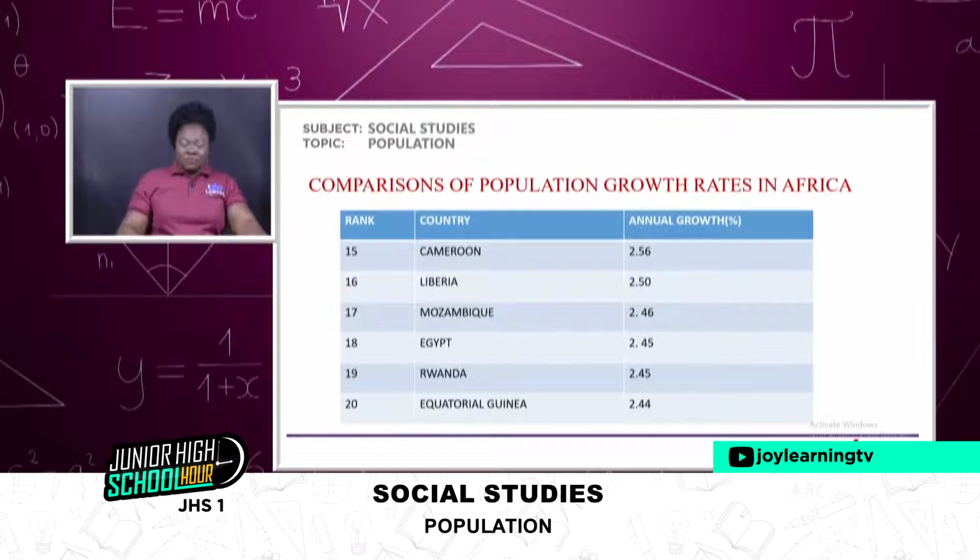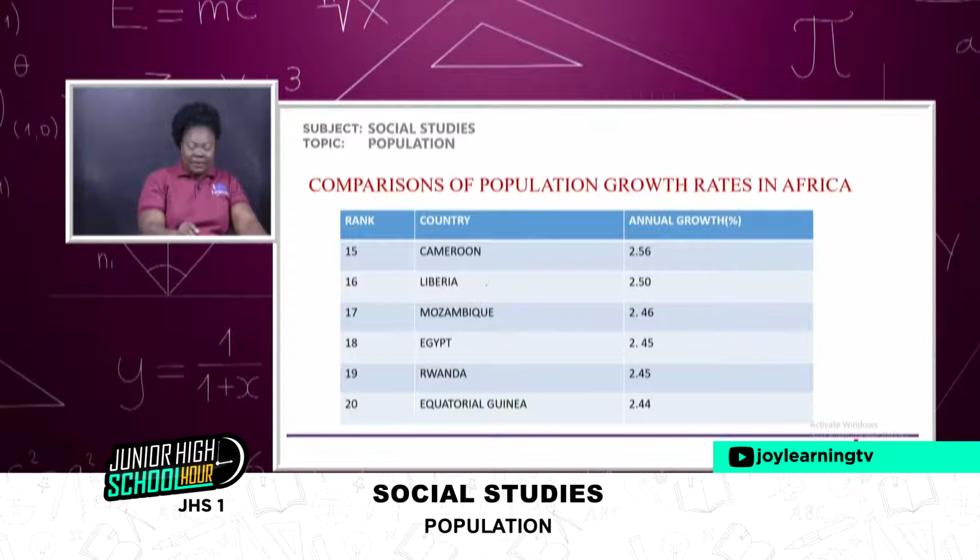Cameroon, and Liberia. So that's Liberia on your screen. Then Mozambique, 2.46. Egypt too is not bad, 2.45. So Mozambique is ahead. Then Rwanda, 2.45. Then Equatorial Guinea, 2.44.